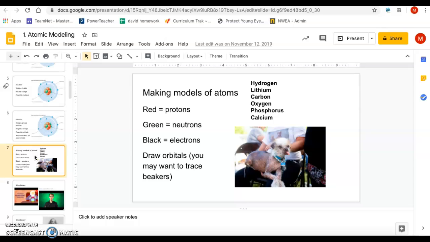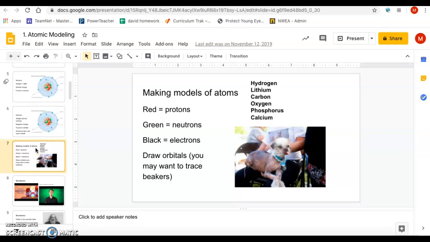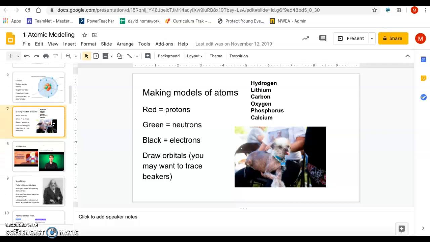Then we went ahead and we made models of our atoms. We did the Bohr model essentially, put on white paper. We used hole punchers just to make protons. We just used red construction paper and punched out some protons, green for neutrons, black for electrons. We drew our orbitals with markers, and then the kids glued down with glue sticks, obviously, the dots to make these different atoms right here: hydrogen, lithium, carbon, oxygen, phosphorus, and calcium. So that was a lot of fun, and it was good to give the kids something hands-on, but something a little more concrete to be able to see.